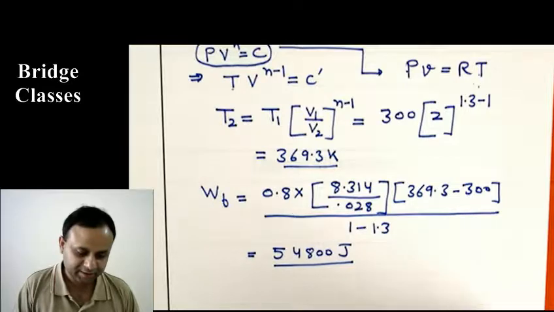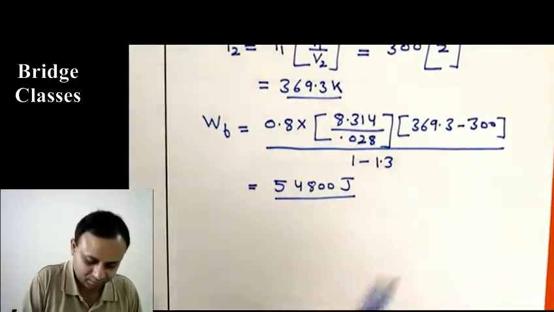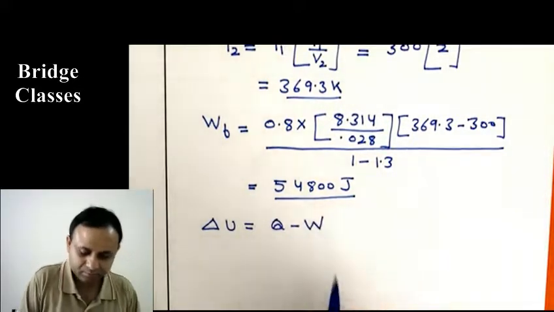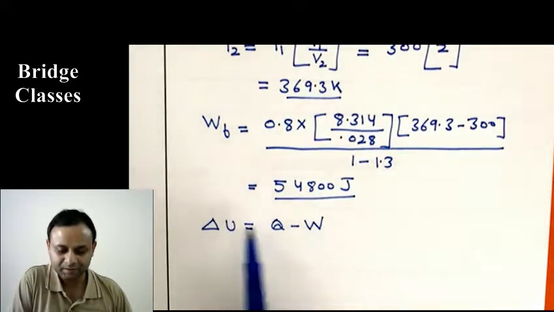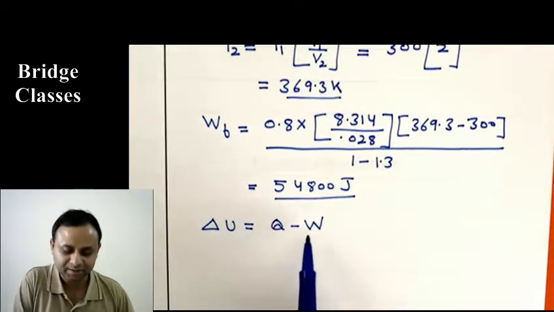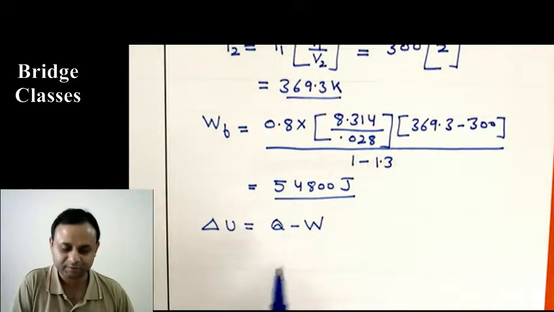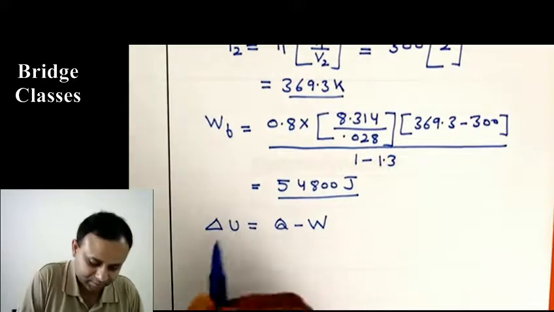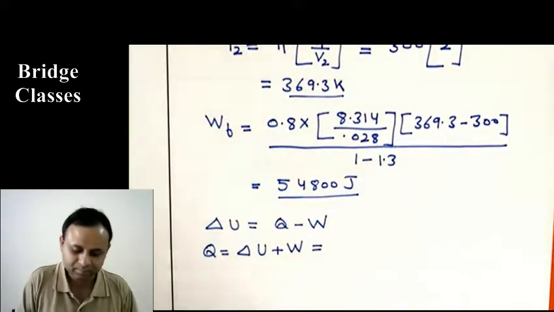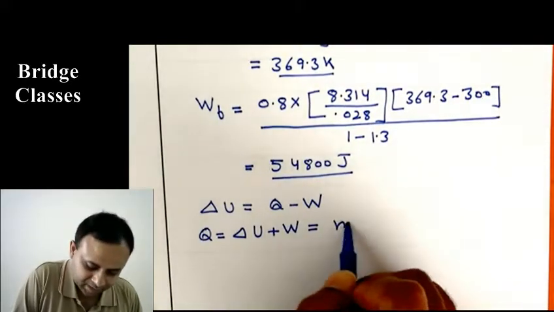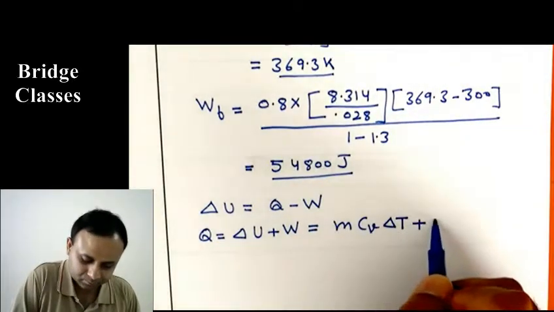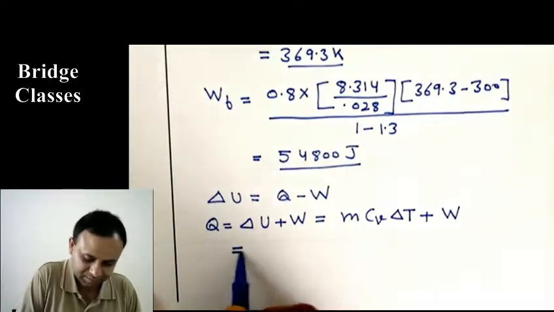And we have to determine heat transfer also. For that we apply the first law. So delta U is Q minus W. Now, don't combine work with delta U, because this is not a constant pressure process. You can combine boundary work with delta U only for a constant pressure process. This is not constant pressure. So Q is delta U plus W, and delta U is m Cv delta T. It's an ideal gas.